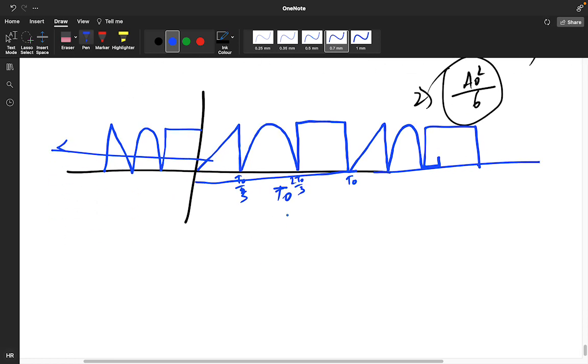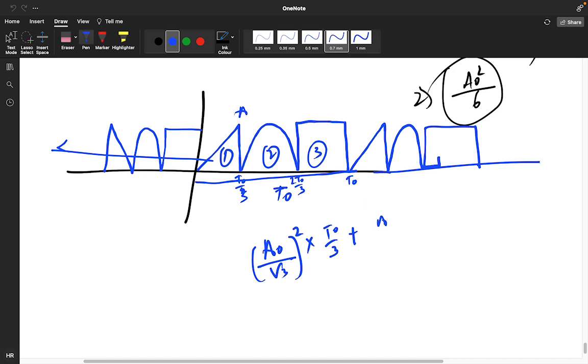So how will you find the power of the signal? The amplitude of all of this is A naught. First is the triangle, then the sine, then the square. So A naught by root 3, the whole square, into how much time period? It is T naught by 3. Plus the sine wave: A naught by root 2, the whole square. What is the time period? 2 T naught by 3 minus T naught by 3, so T naught by 3 only.